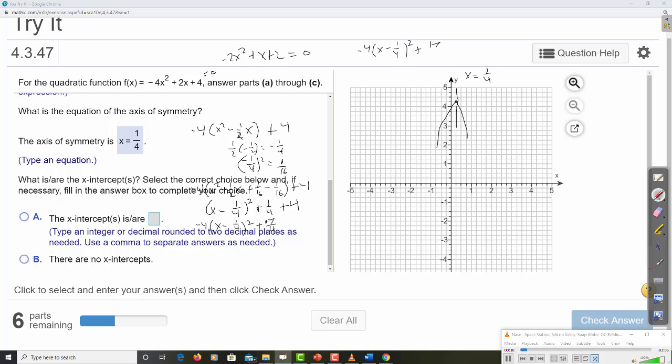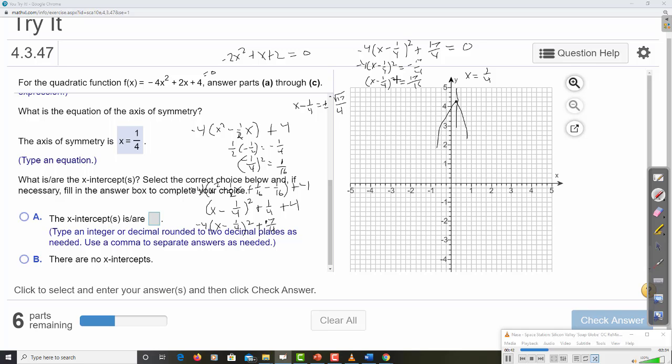Plus 17/4 equals 0. So then, move over the 17/4. Negative 4 times (x minus 1/4) squared equals negative 17/4. Divided by negative 4. (X minus 1/4) squared equals 17/16. Square root both sides. X minus 1/4 equals plus or minus the square root of 17 over 4.